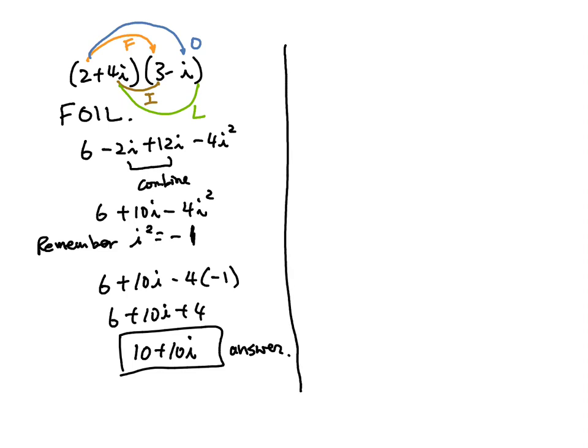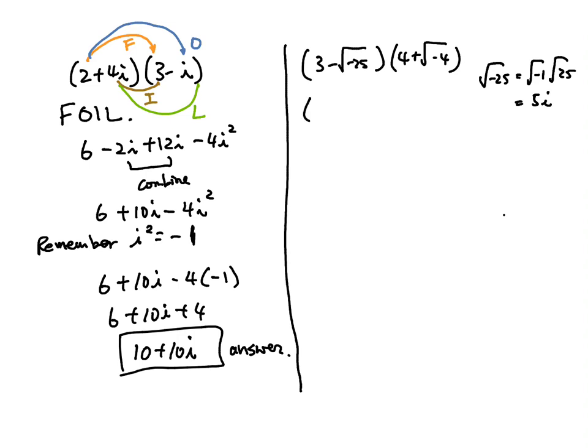Alright, second question. So 3 minus square root of negative 25 times 4 plus square root of negative 4. Just like the previous question we did earlier, square root of negative 25, we need to handle that first. Square root of negative 25 is negative 1, 25, this is 5i. Square root of negative 4 is the same as square root of negative 1 times square root of 4. So this is 2i. Right, square root of negative 1 is i, square root of 4 is 2.